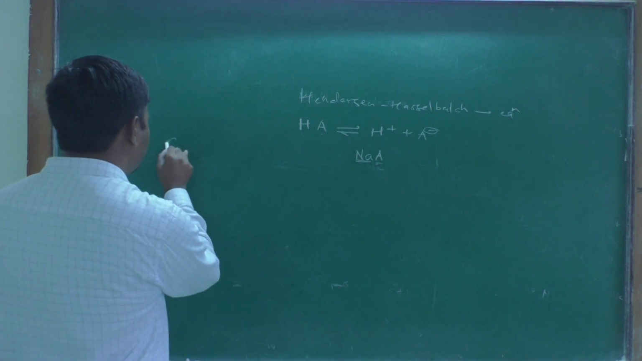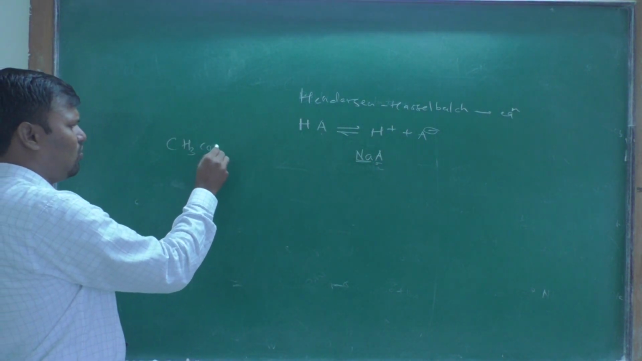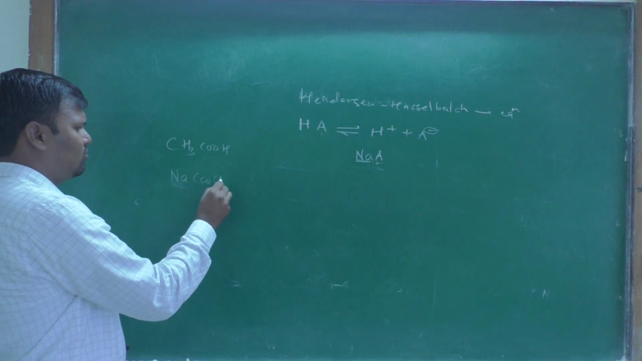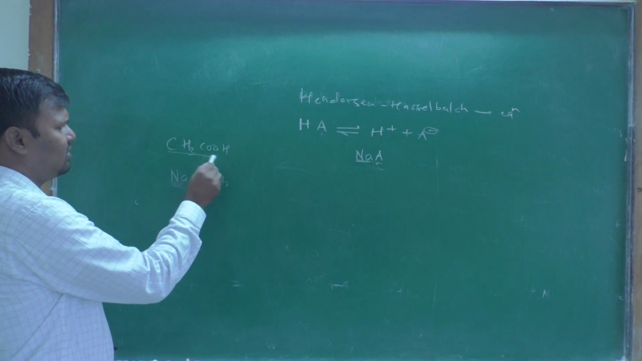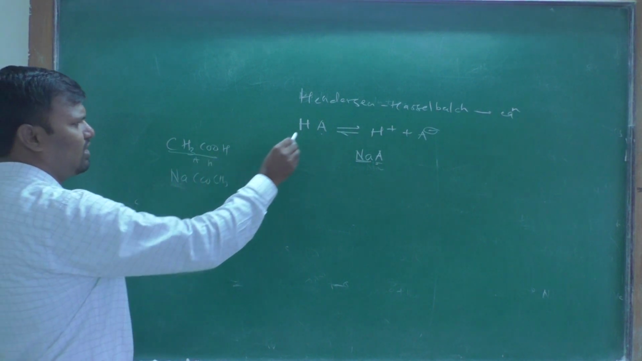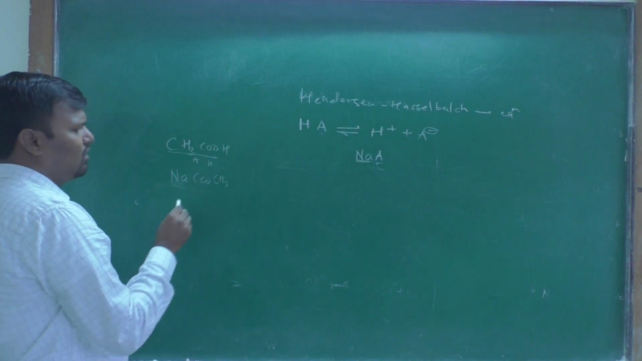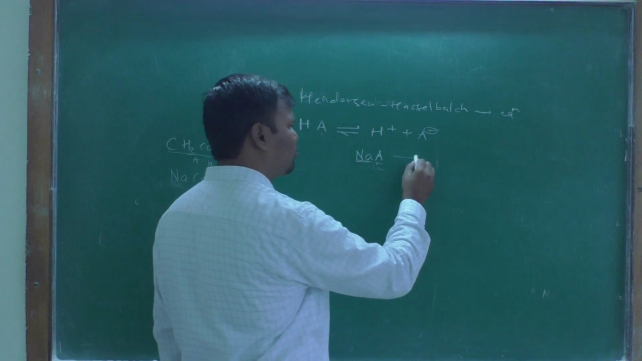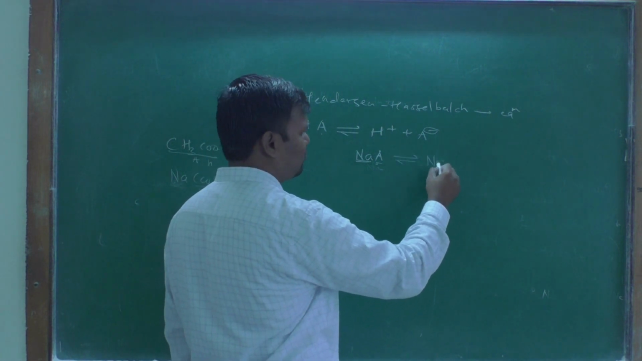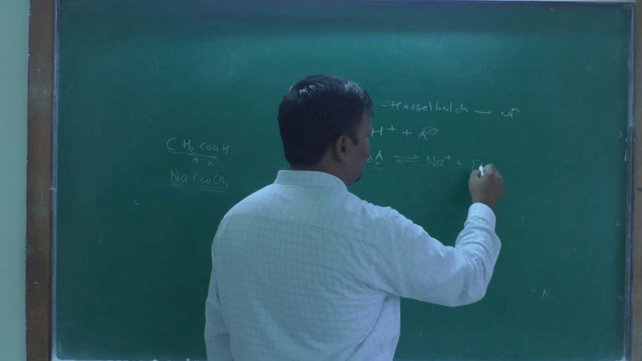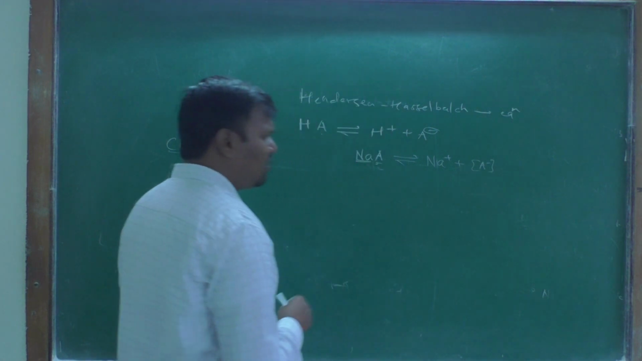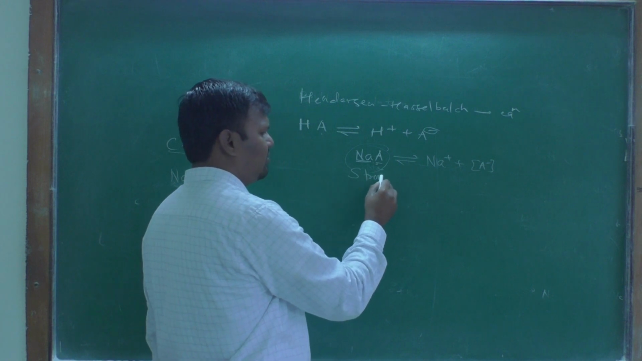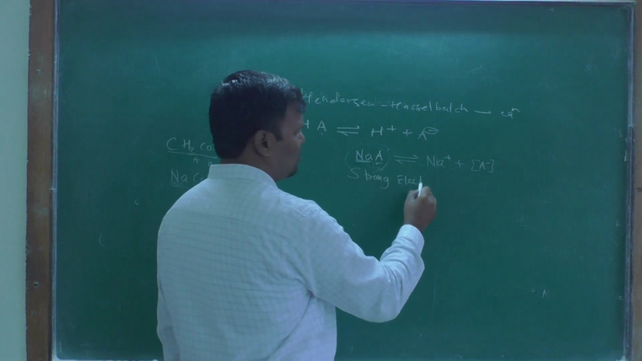Suppose the acid is CH3COOH and the salt is CH3COONa. So if it is AH, then A is CH3COO, and the salt is A and Na. The salt also dissociates in this buffer solution into Na+ and A-. Therefore, the salt is a strong electrolyte.